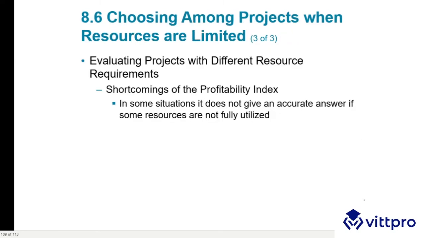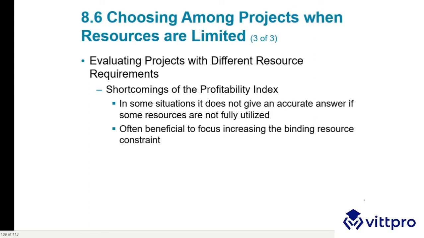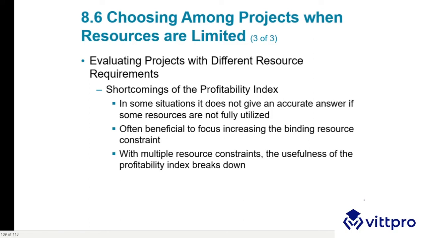The only shortcoming of the profitability index is that it doesn't have an exact answer, because there are some resources which are not utilized, right? Like in this example, we saw the 3 engineers are extra. So what are you going to do with these 3 engineers? This method is not going to give that answer, right? And it is often beneficial to focus on increasing the binding resource constraint. So you can always increase the resources.